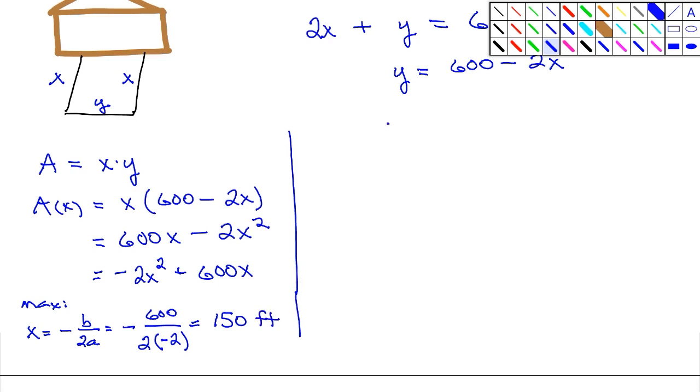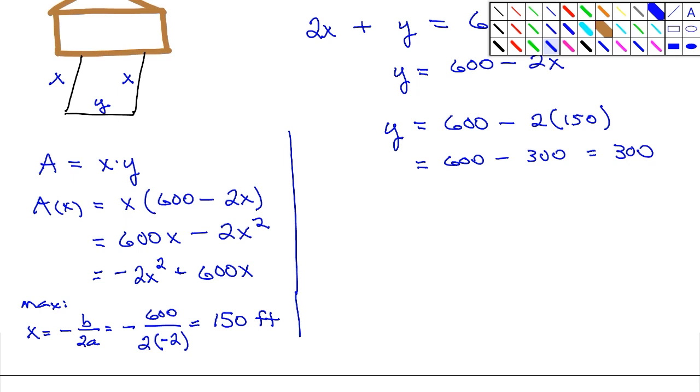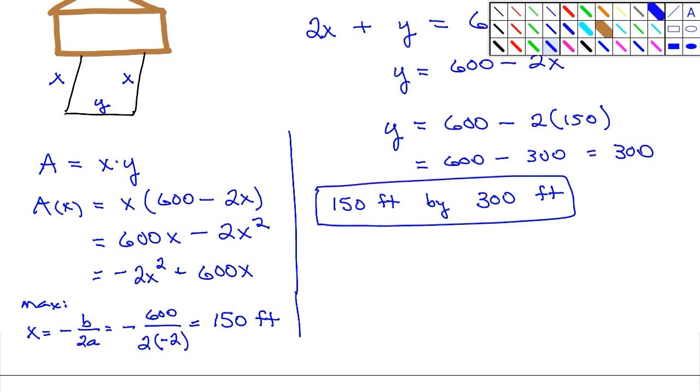And then what would the y be? It'd be 600 minus 2 times 150. And that's 600 minus 300, which is 300. So the dimensions now are going to be 150 feet by 300 feet. And then A of 150.